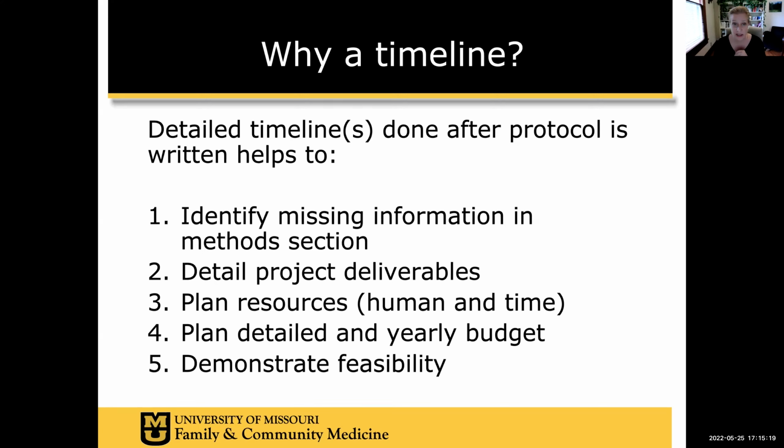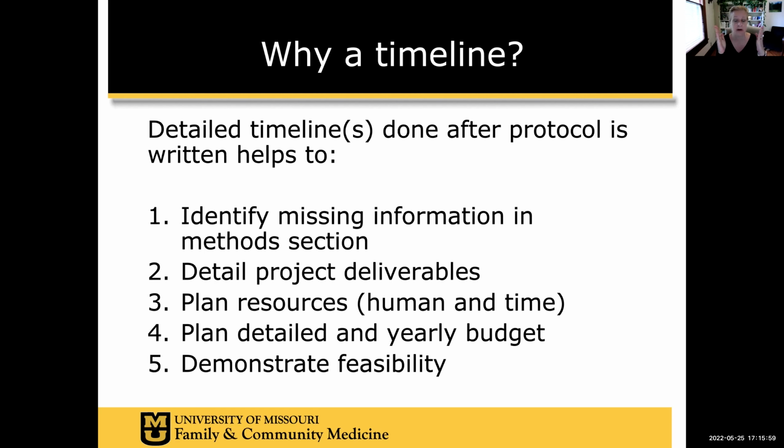It details the project deliverables, like when are you going to do what? Much as a protocol is a recipe, this is what you're expecting to have happen when, right? And if it doesn't happen, do you have plans for that? It helps you plan resources, both human and time. I'm going to come back to what goes into your budget, but a timeline says, okay, do you need an RA to recruit? How long are you planning to recruit for? How many people do you expect to recruit every month to reach your targets?